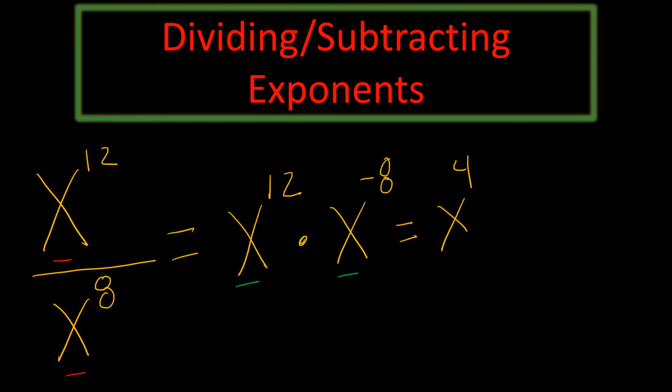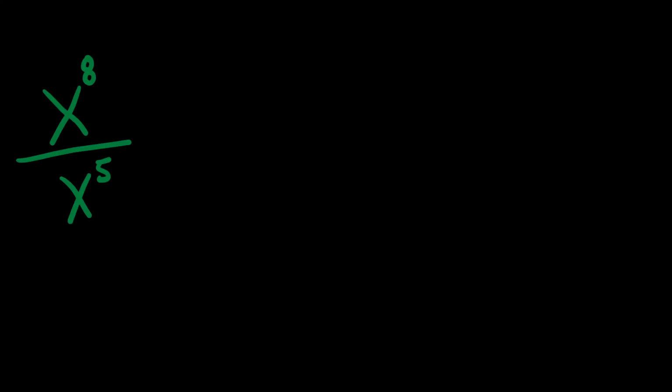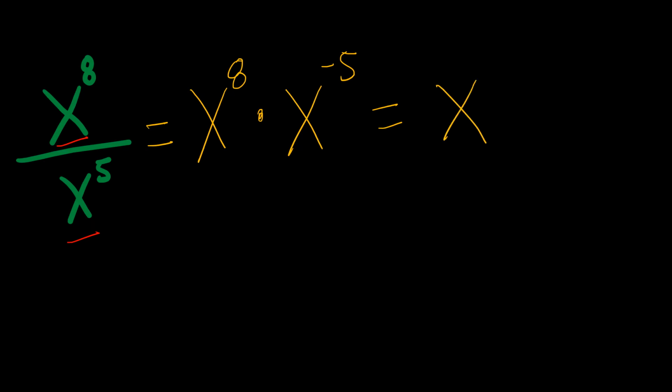So let's do some more examples. Here we have x to the 8th power divided by x to the 5th power. Because they have the same base, both x and x, I can subtract the exponents. So I can rewrite this equation as x to the 8th power times x to the negative 5th power. And that would give me x to the 3rd power.